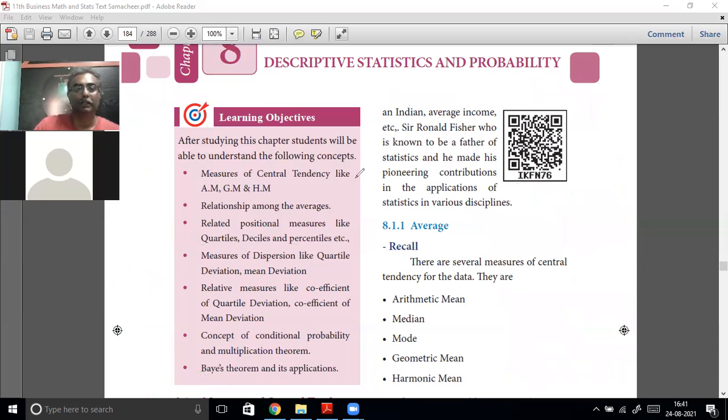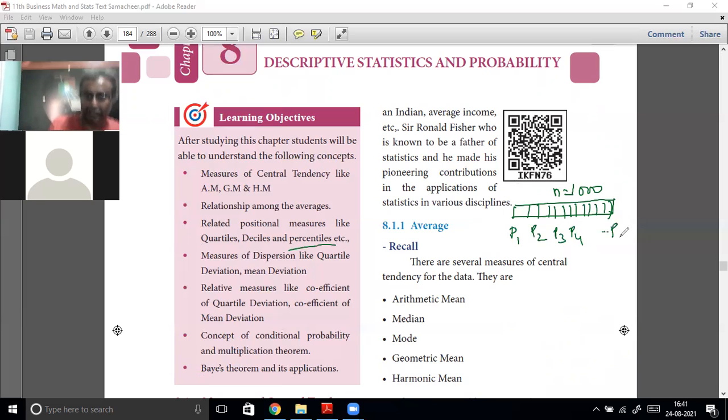Okay. Then the third one is percentile. Percentile means if you have some piece of data, let us say you have 1000 items, n is equal to 1000. Now you are dividing it into 100. So P1, P2, P3, P4, like that up to P99 you will have. You're chopping it by 99 cases into 100 pieces. That means each piece will have 10 items.